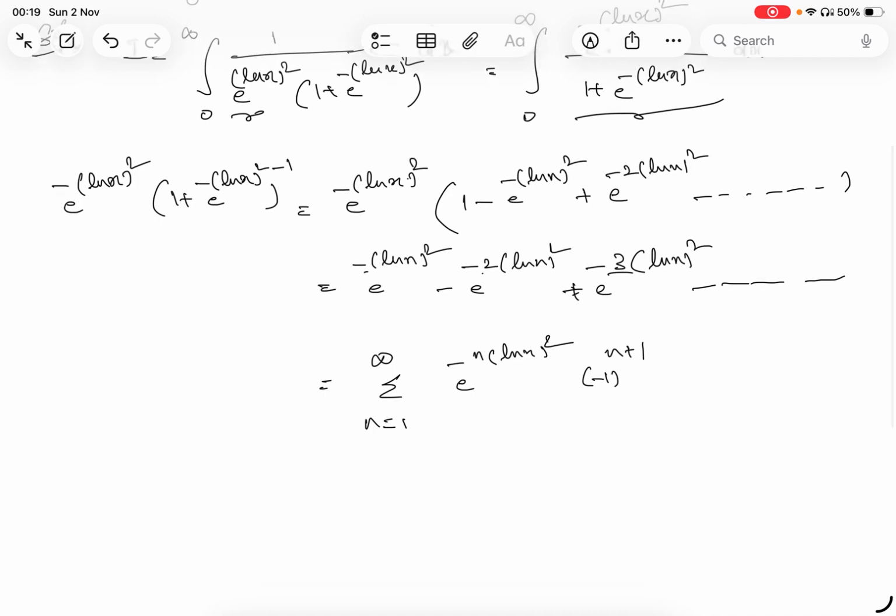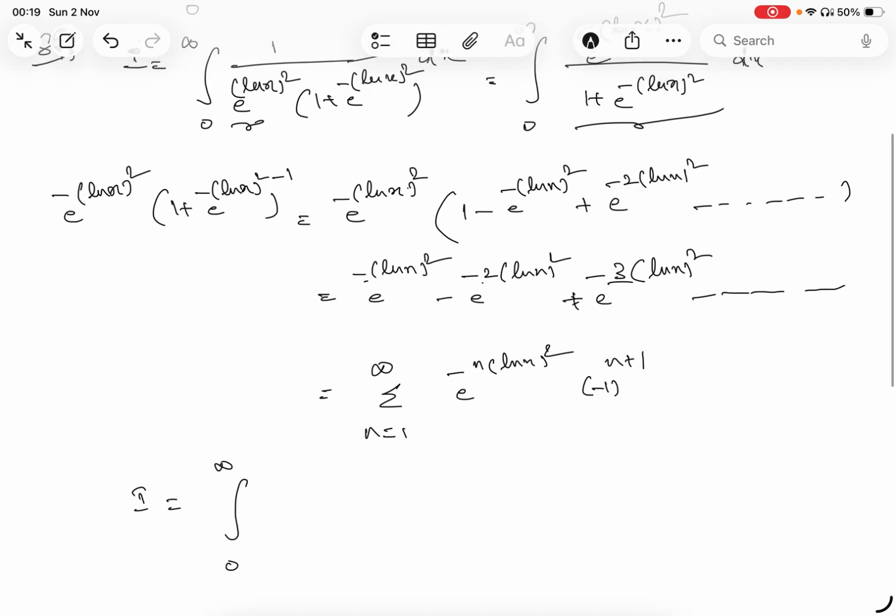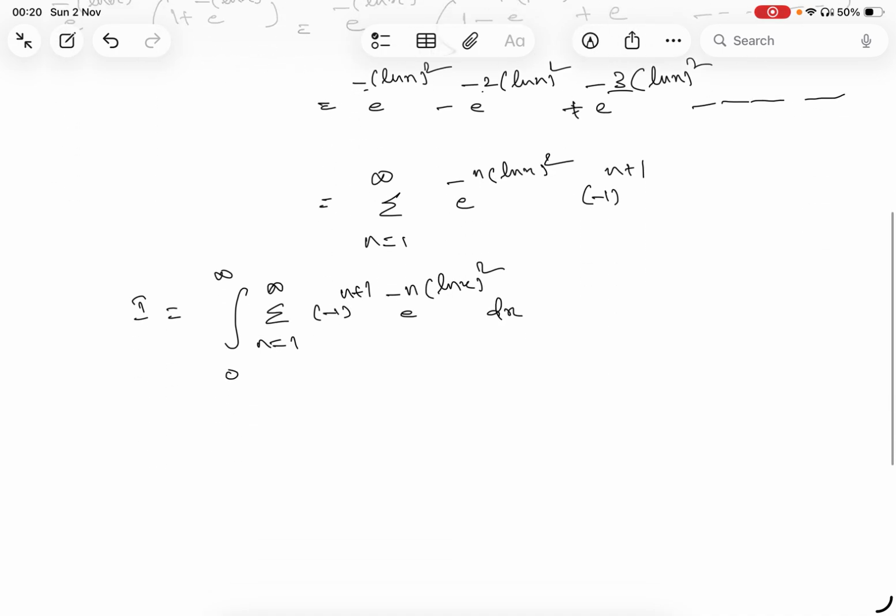Fine. Then let's write I, which is equal to the integral from 0 to infinity of summation n equal to 1 to infinity minus 1 whole power n plus 1 into n e power minus n into ln x whole square dx. So let's bring this summation n equal to 1 to infinity minus 1 whole power n plus 1 out of the integral. Then this will be the integral from 0 to infinity of e power minus n ln x square dx.